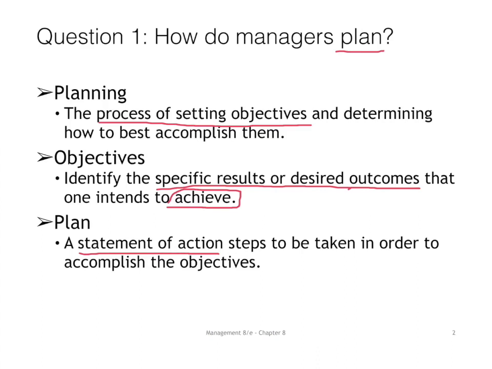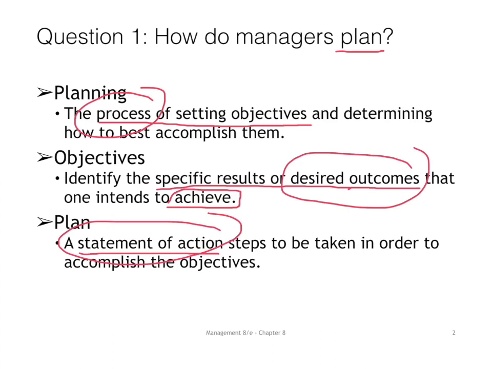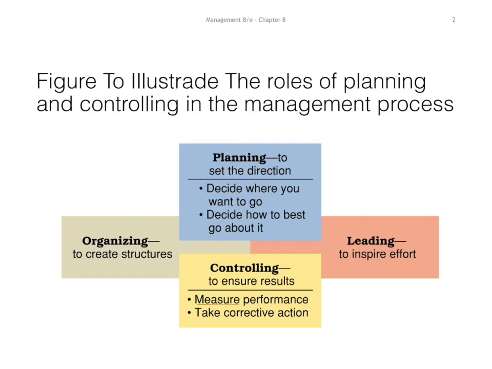Firstly, what is planning? Planning is a process. What is the objective? The objective is the desired outcome, or achieving. What is the plan? The plan is a statement of action. That is the key point in planning. How to manage a plan? This figure will give you an illustration about the role of planning and controlling in the management process.